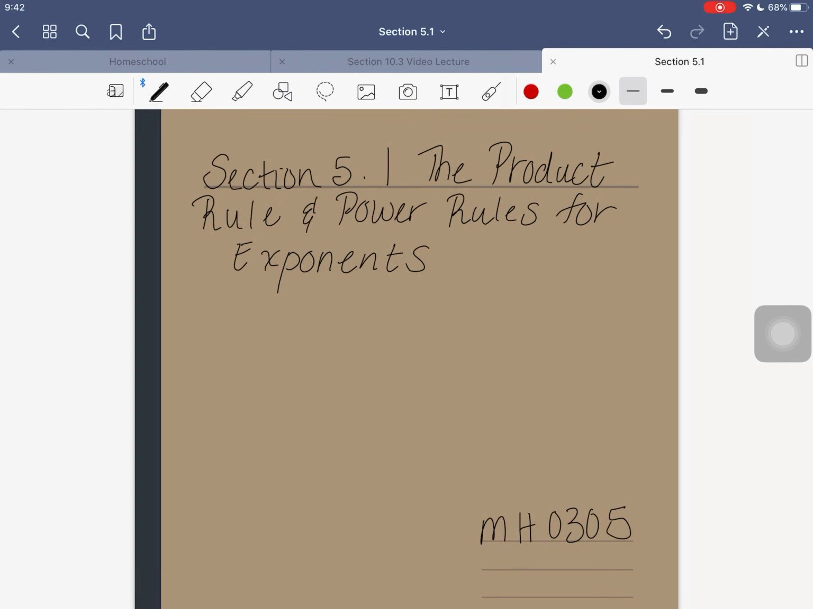All right, section 5.1, the product rule and power rules for exponents.